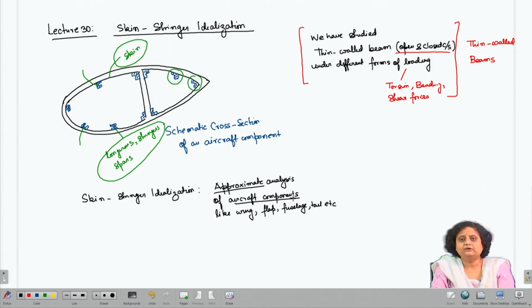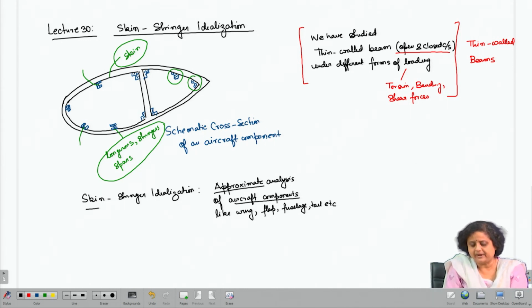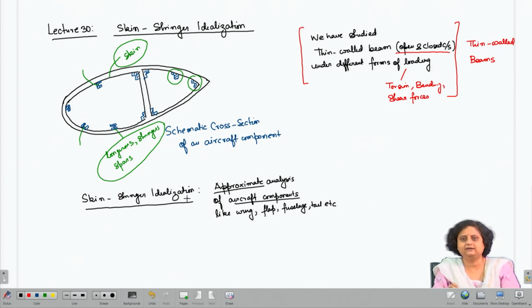Now, so therefore, in skin stringer idealization, we will make several approximations so that we can get a ballpark analysis of an aircraft component, which is an assembly of several beams or stringers, longerons, spars and the skin, and it could be single celled or multi-celled. So, that is what is meant by skin stringer analysis.